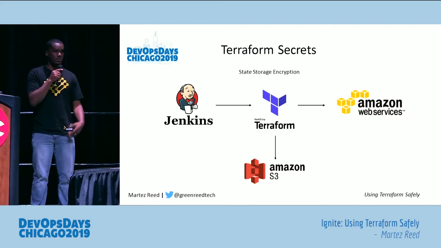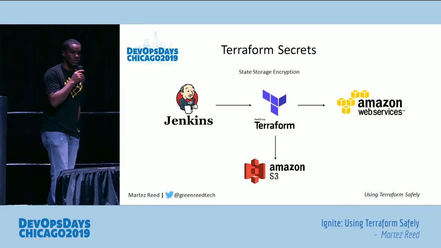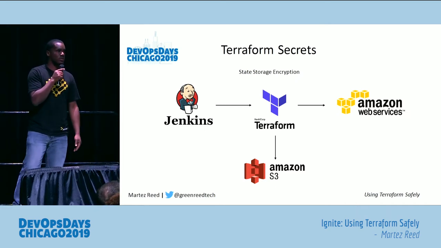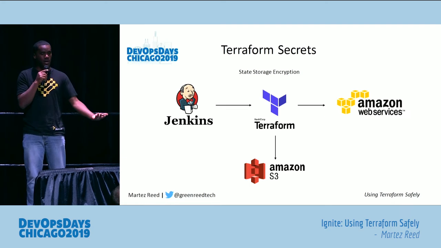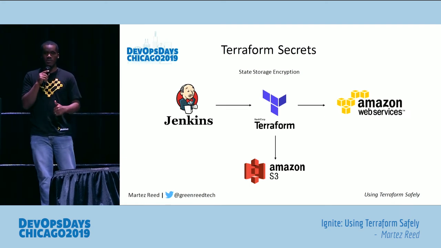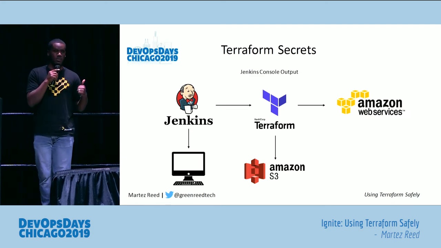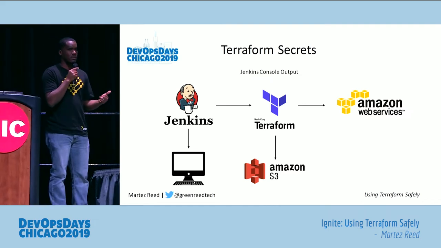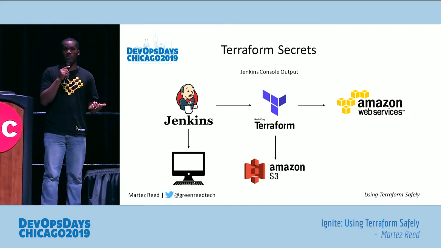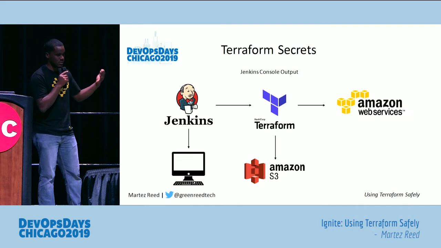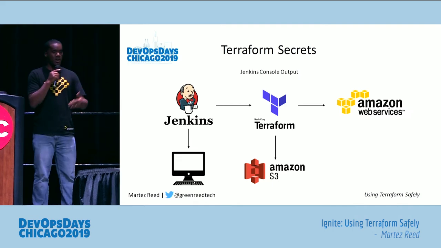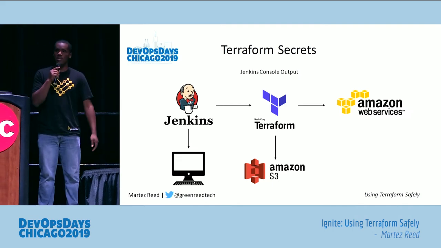People often use a tool like Jenkins to deploy their infrastructure. One of the first things is making sure that your state file is encrypted in some manner. But then, yes, the state file is encrypted, we're ready to go. But what about the Jenkins console output? Is the private key showing in the console output? Is that something we also need to protect? Yes. So how do we address that and make sure it's not showing in the console output?